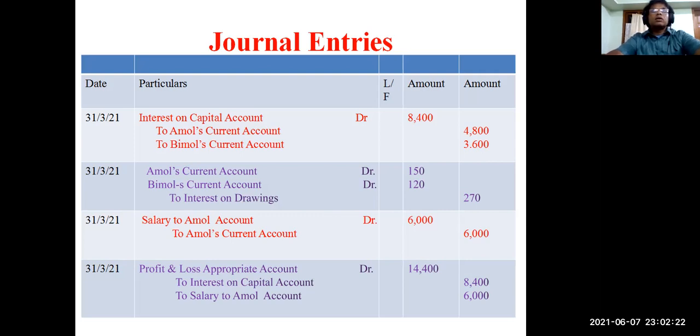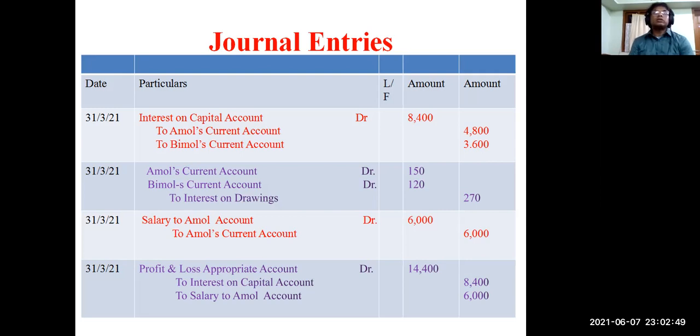And then interest on drawings. For interest on drawings, you know, the entries will be reversed. Omol's current account debit, Bimol's current account debit to interest on drawings. It is given 150 and 120 respectively. If capitals are fluctuating, in that case Omol's capital account debit and Bimol's capital account debit, it would be like this. But here capitals are fixed, so you have written Omol's current account and Bimol's current account.